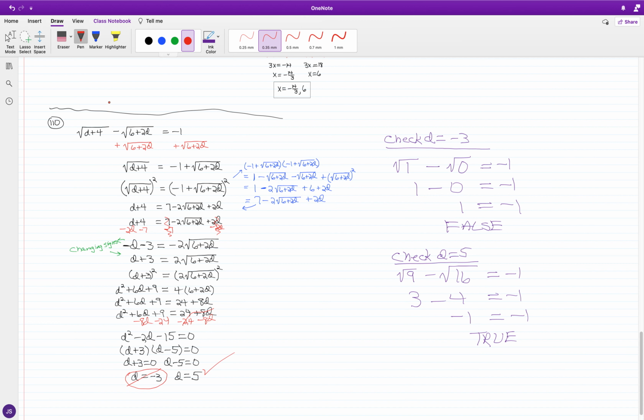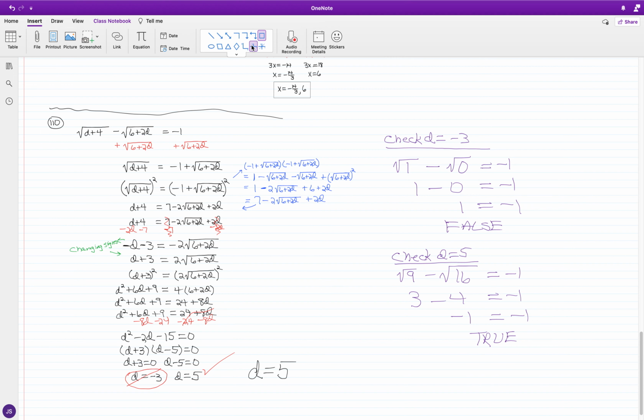So we have in this one, between the apparent solutions that we have for D, only 5 is going to check out. So for this problem, there's only one value that works for this difference of radicals.